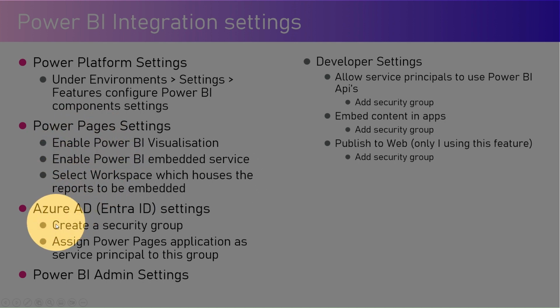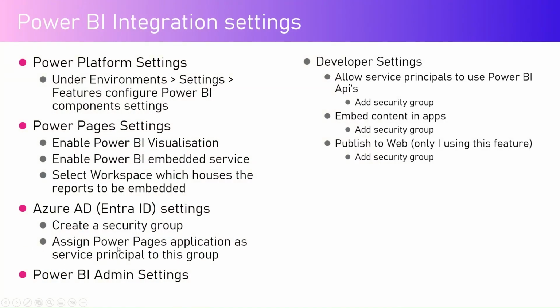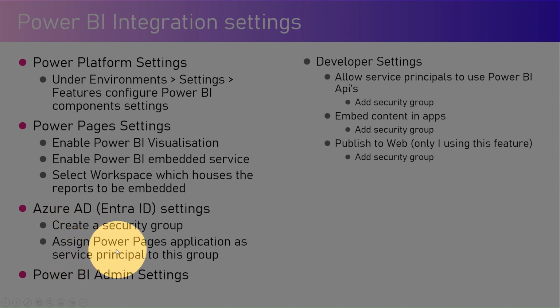From an Azure AD side, you need to create a security group and then assign the Power Pages application. When you provision a Power Pages site, there's always an application which gets created in the backend in Azure Active Directory. That's basically a service principal, so you need to assign that service principal to the group. Why is this step important? Because this acts as a link between Power Pages and Power BI.